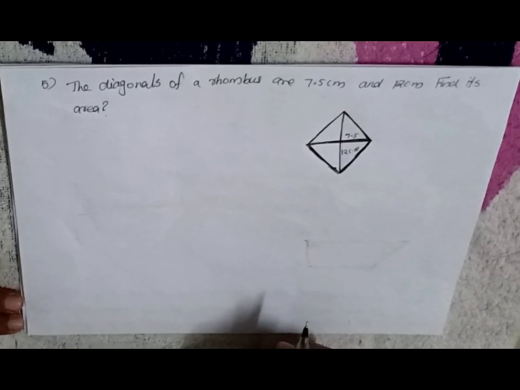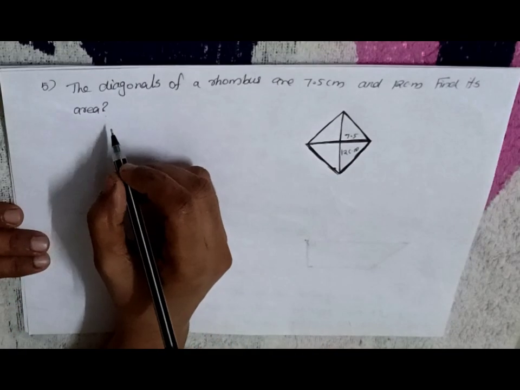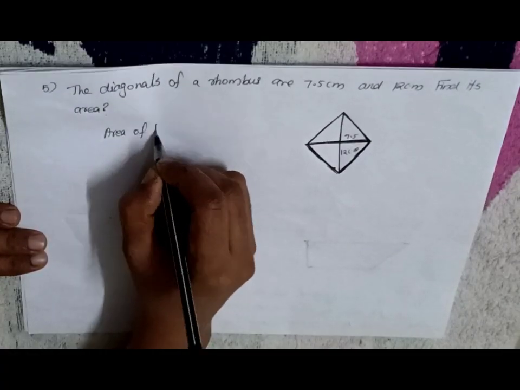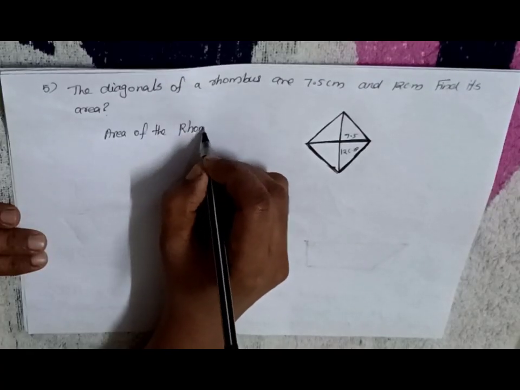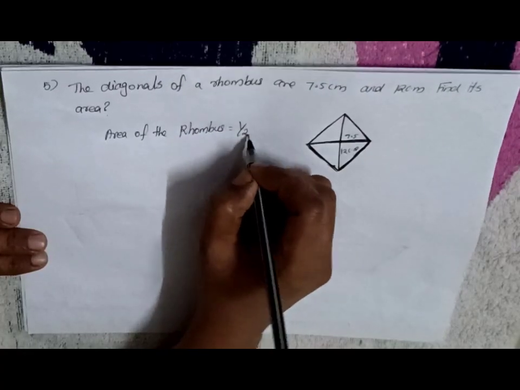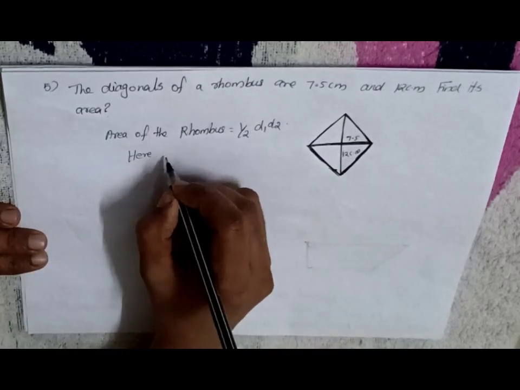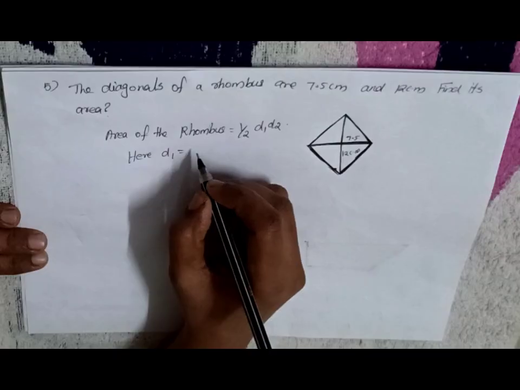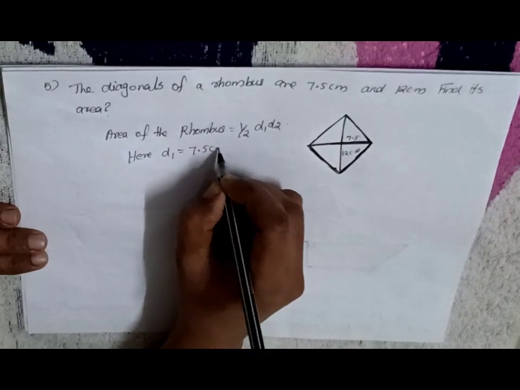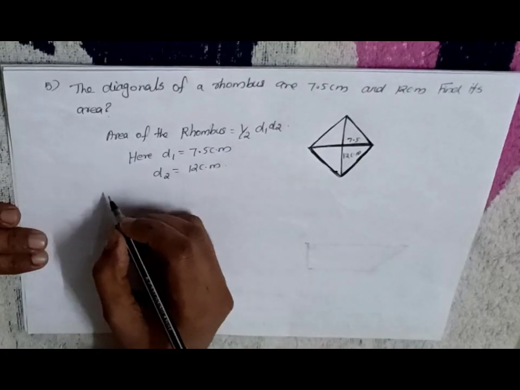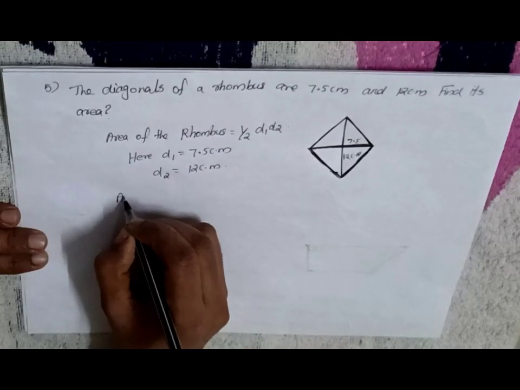Next, fifth question. The diagonals of a rhombus are 7.5 centimeter and 12 centimeter. Find its area. Area of the rhombus equal to half into d1 into d2. Here d1 equal to 7.5 centimeter and d2 equal to 12 centimeter.